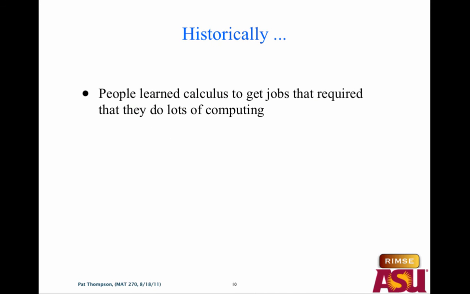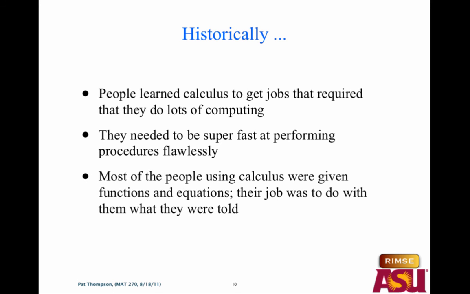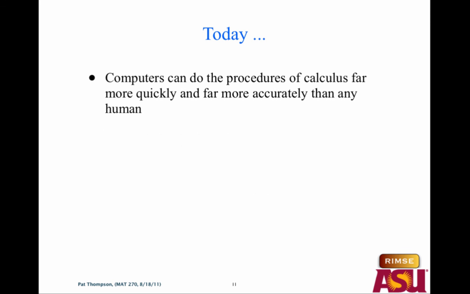Before the technology, people learned calculus to get jobs that require lots of computing. They were the ones who did the procedures to get the answers. In the past, that was okay. We needed that. People needed to be super fast at performing flawlessly. They were given their functions and equations, and their job was to do whatever they were told. But today, we know computers can do this far more quickly and accurately, with no errors, than any human.